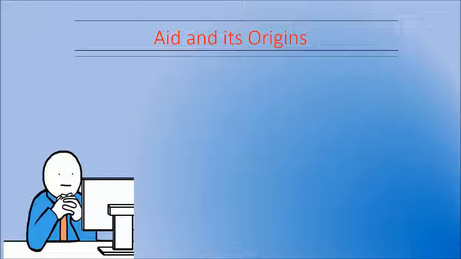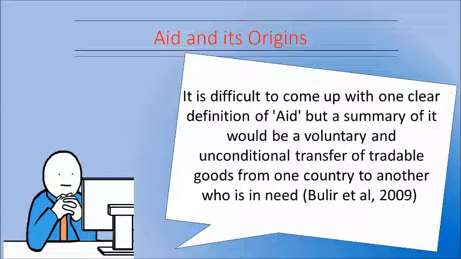Aid and its origins. After researching aid, it has been extremely difficult to come up with one single definition for the word, but I have come up with a summary of aid. Aid is a voluntary and unconditional transfer of tradable goods from one country to another who is in need of it, usually those with lack of resources such as food and water, and this means they are unable to live a healthy and effective life.